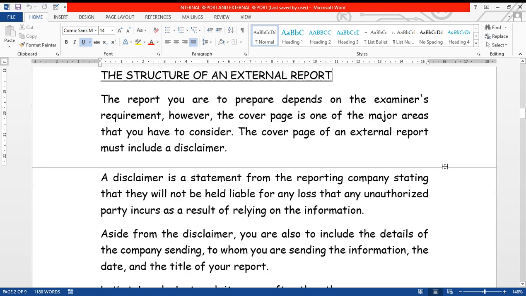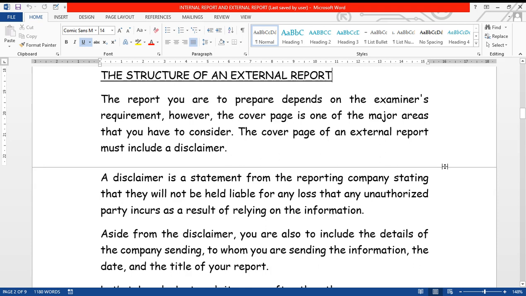So now, the cover page of an external report includes a disclaimer. That's the major difference between an internal and external report. I was saying in the video that the cover page is the first page of a report, and the first page is the first impression. If you mess it up, the reader, the marker, the examiner would have this ideology that this person does not really know what he or she is doing. So it can affect your grade entirely.